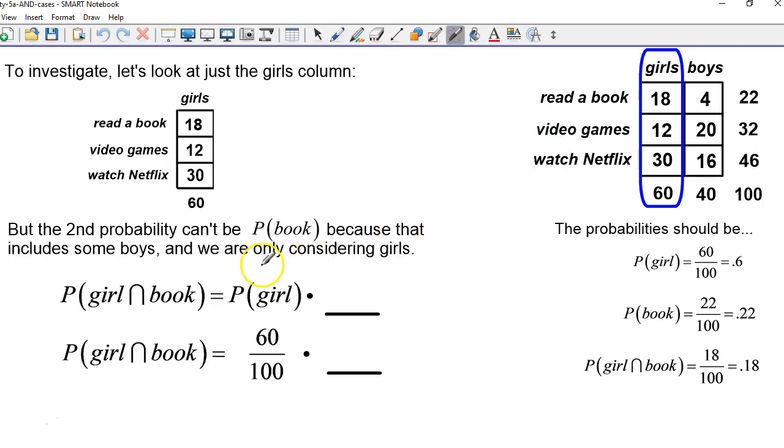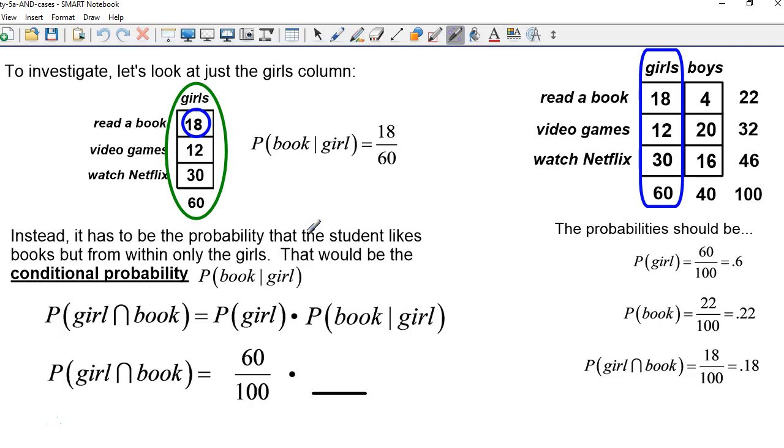So instead of considering the probability of book, really we should use a conditional probability. We should use the probability that someone likes a book given that they are a girl. That means we're going to stay within the girls column. So if we stay within the girls column and we say, okay, 18 students liked reading a book out of the 60, then that probability would be written this way. The probability that someone likes a book given that they're a girl. In other words, a conditional probability.